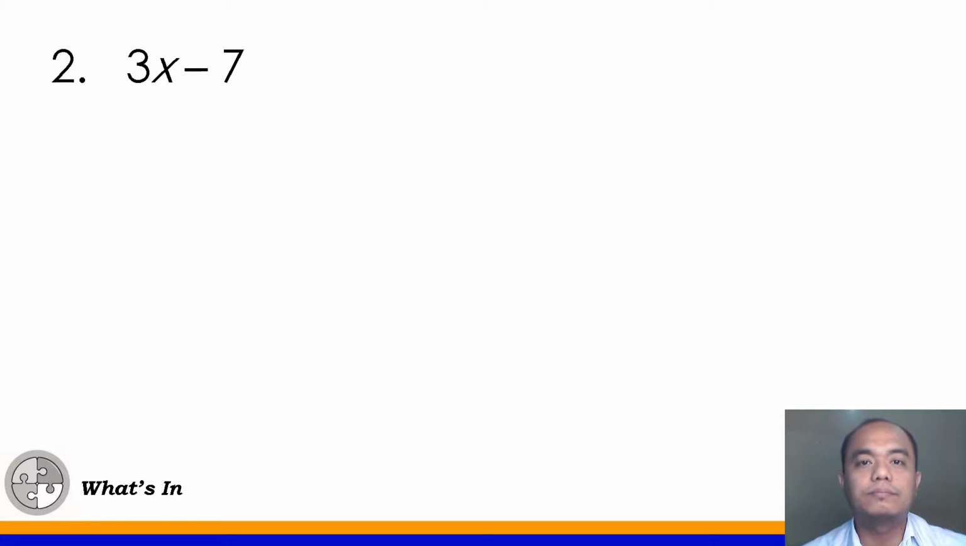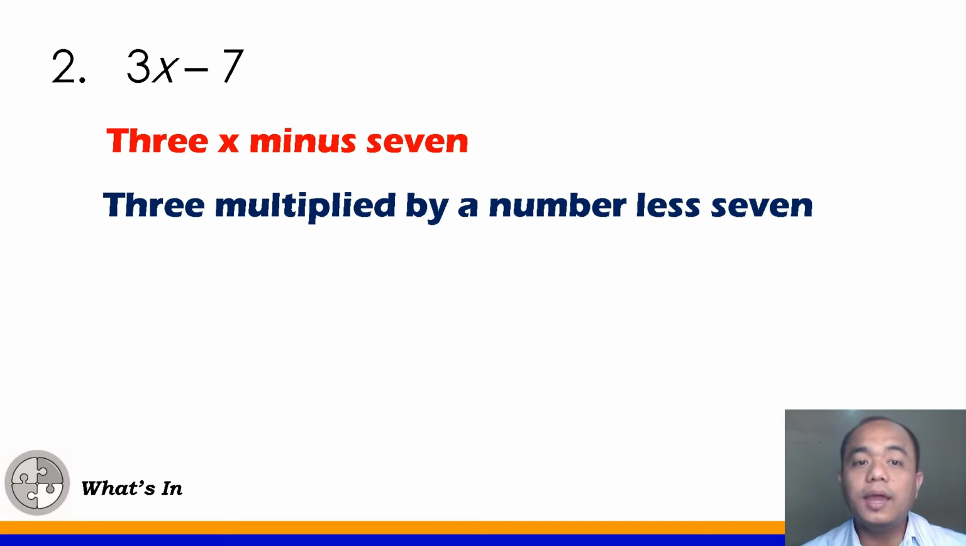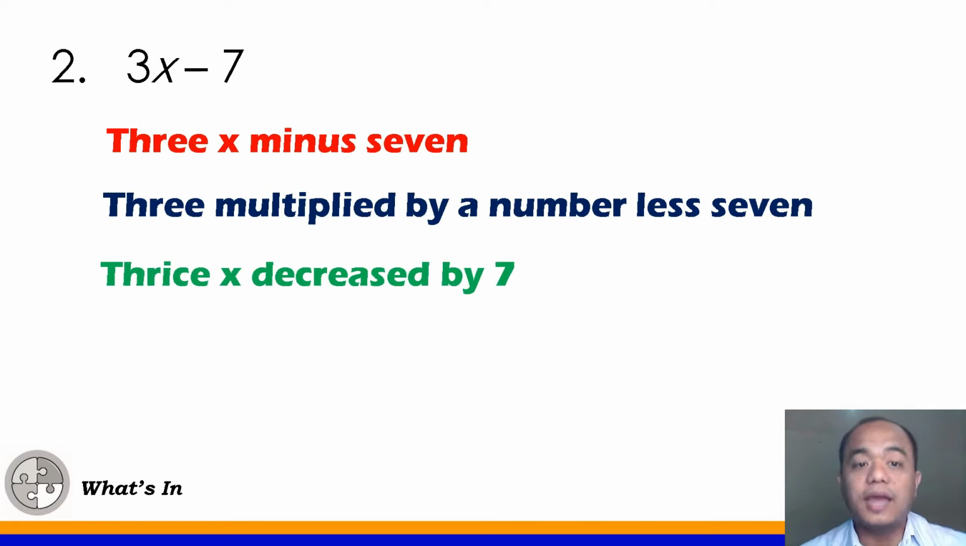Number 2. Paano natin yan isulat sa word phrase? Correct. 3x minus 7. Pwede ding 3 multiplied by a number less 7. And thrice x decreased by 7.